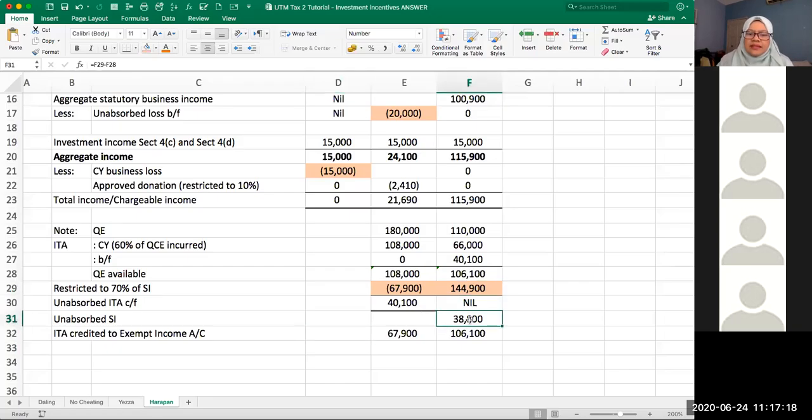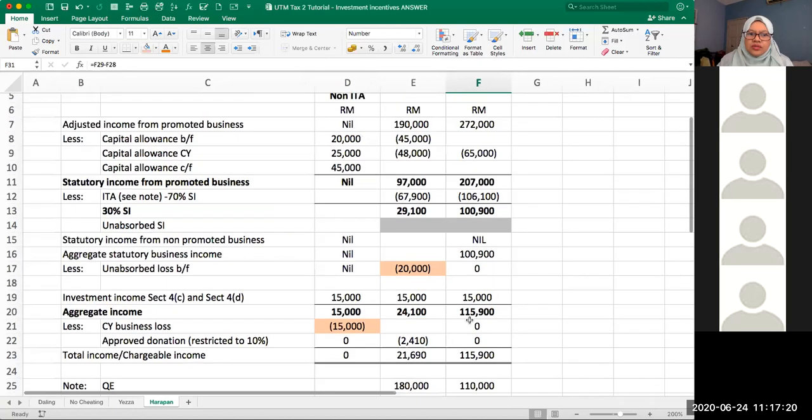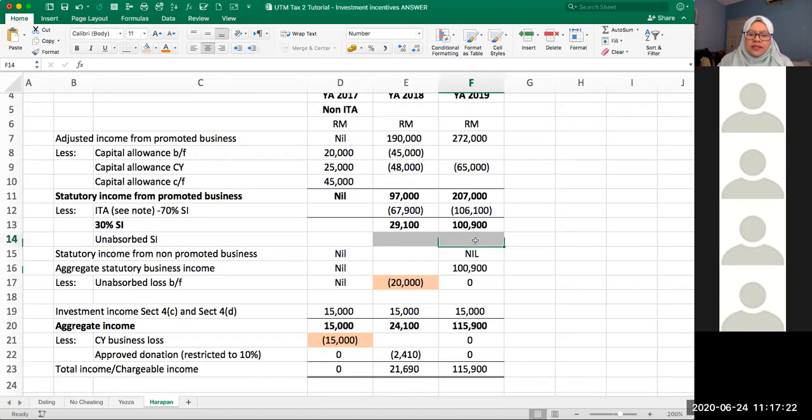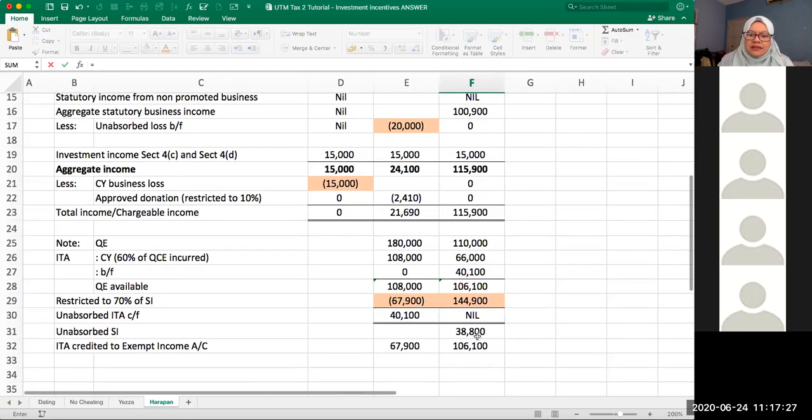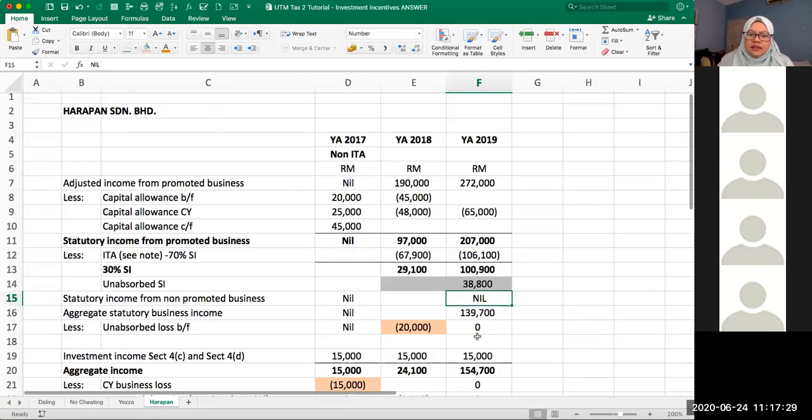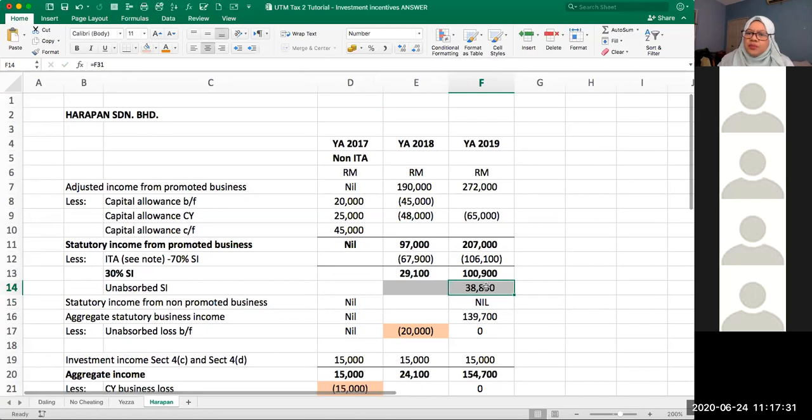Okay, so that 38,800 should go into your unabsorbed SI here. Why is it not? Can you double check later whether that 38,800 should be included as part of your aggregate SI. It should be here, right? Never mind, you check first whether the answer is the same as mine.